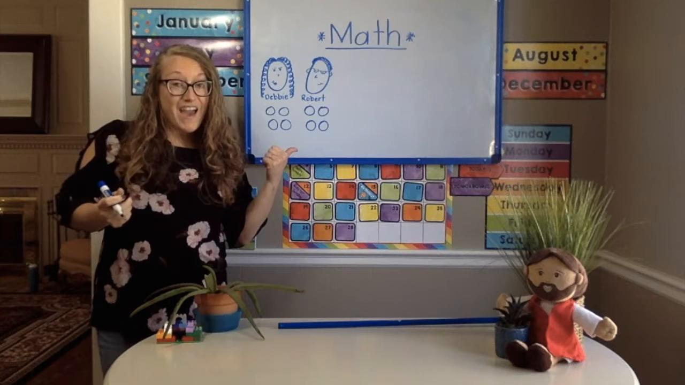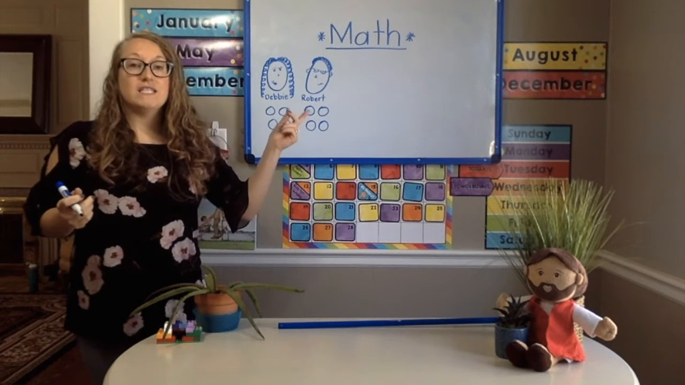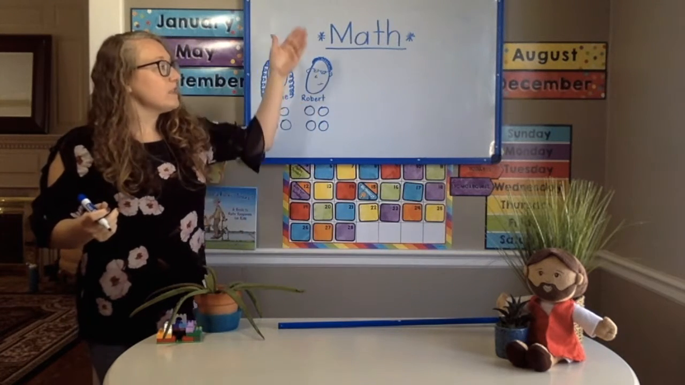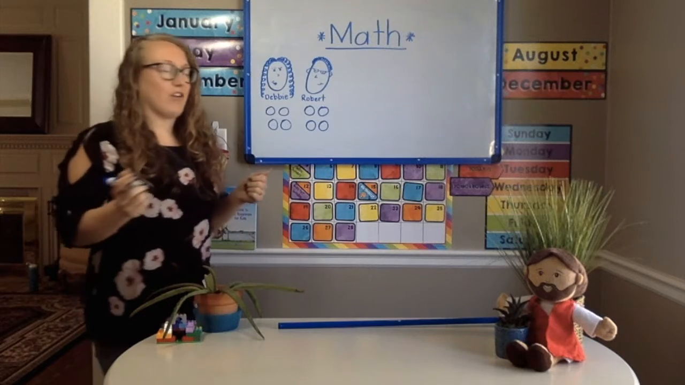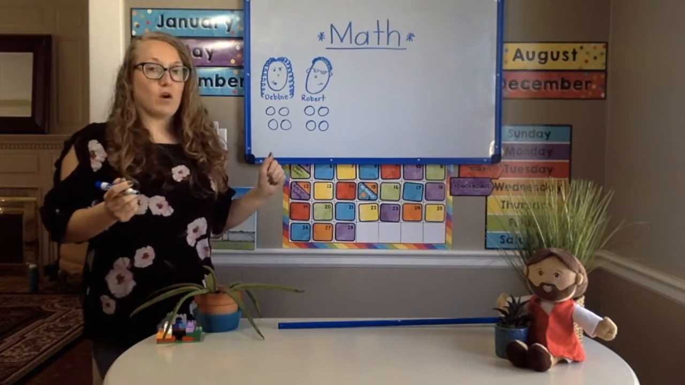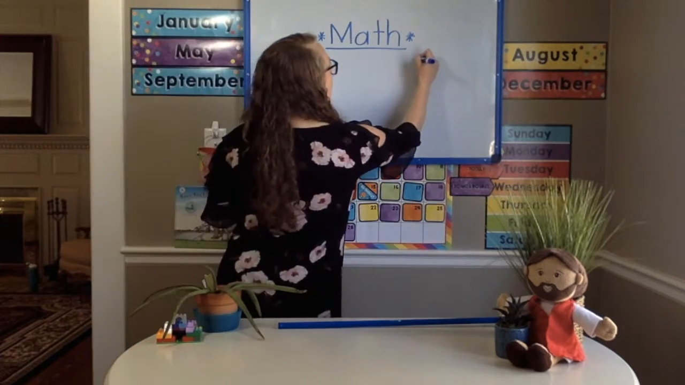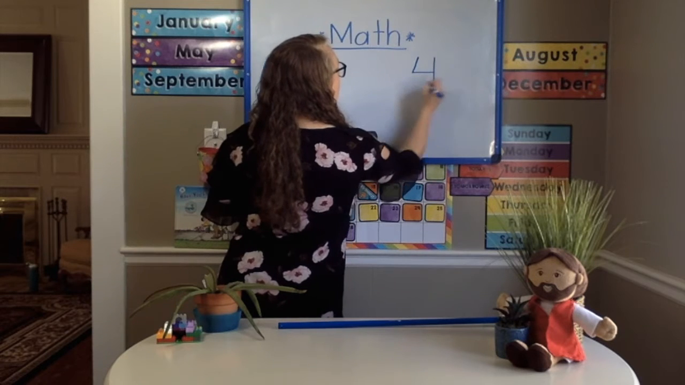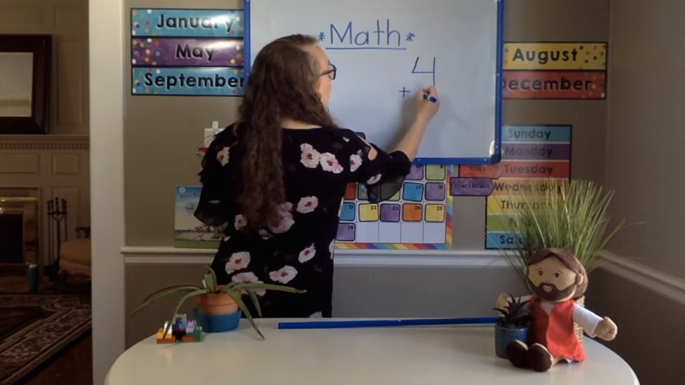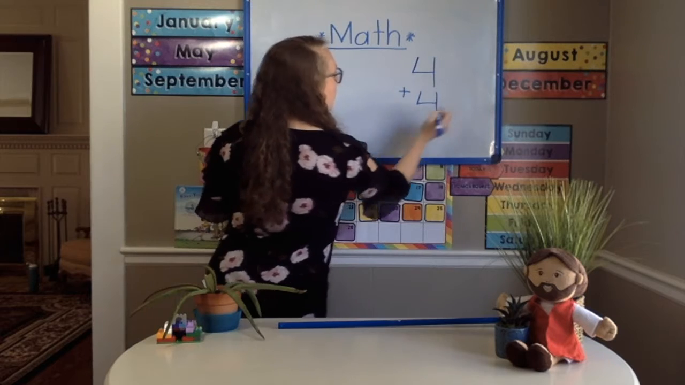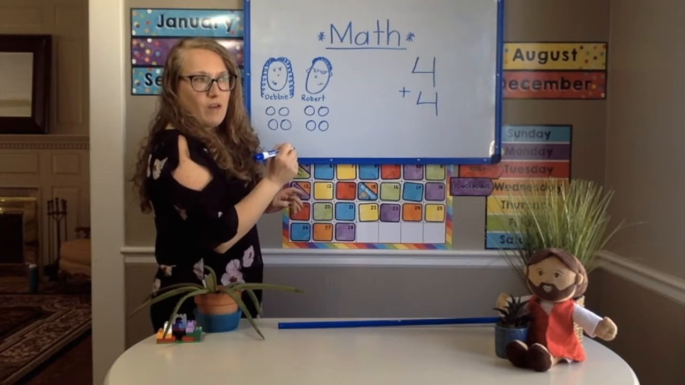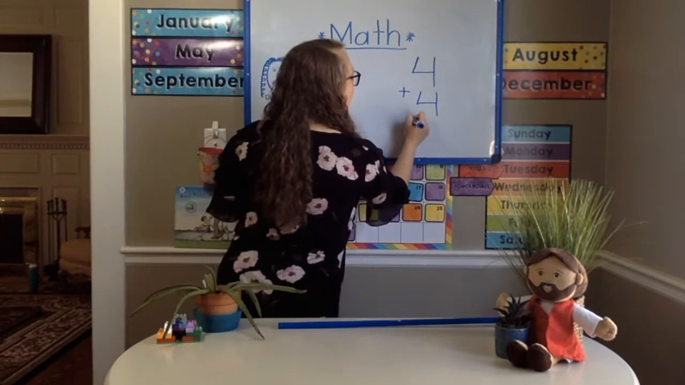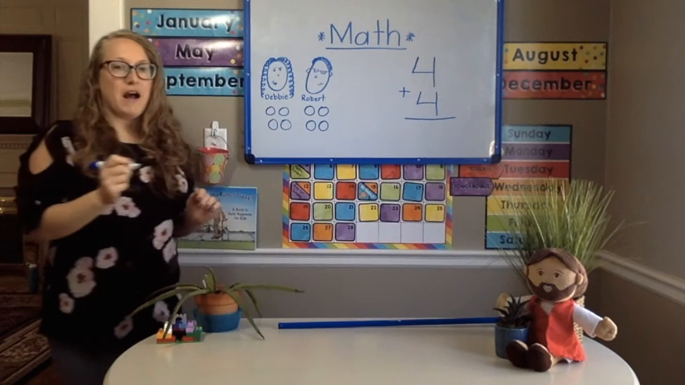Now, before we count, let's go and write our addition sentence. Let's practice writing it up and down, vertical. 4 plus 4 equals. 4 plus 4, what do I need now? Equals, a straight line at the bottom.